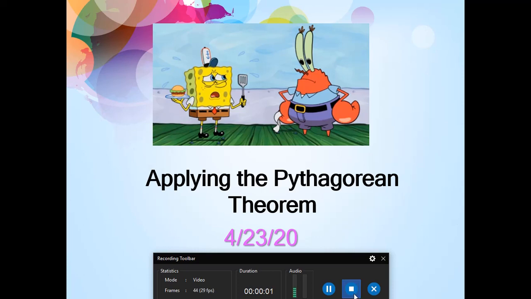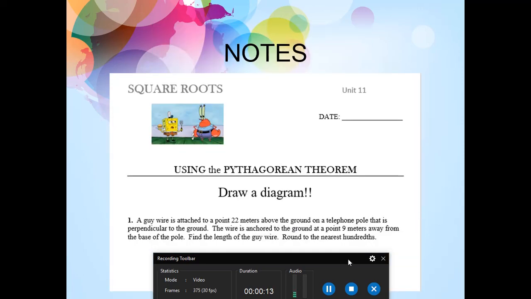Today's topic is building off our Pythagorean theorem from yesterday. When we say we're applying, that just means we're doing word problems today. You can use April 23rd for your notes. And this is what your packet would look like. I think it's just one sheet double-sided.